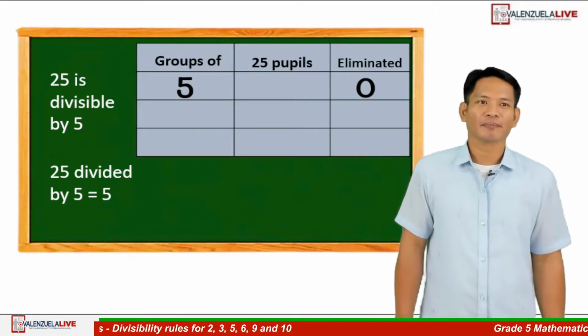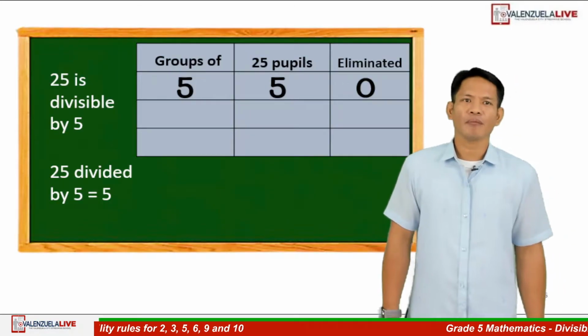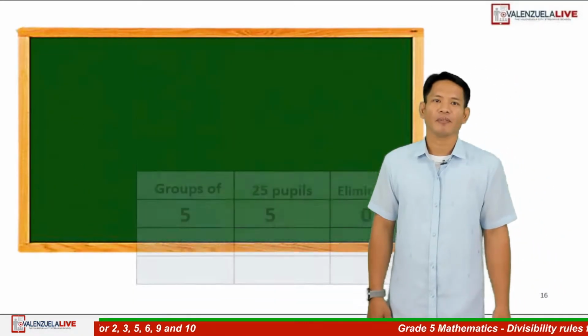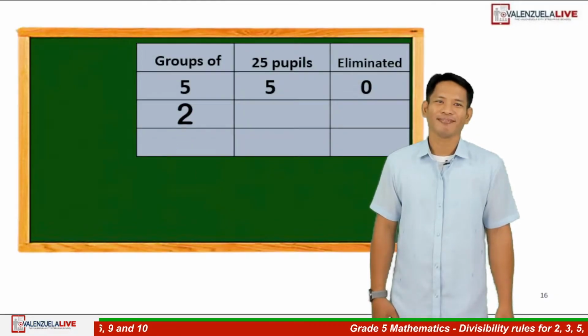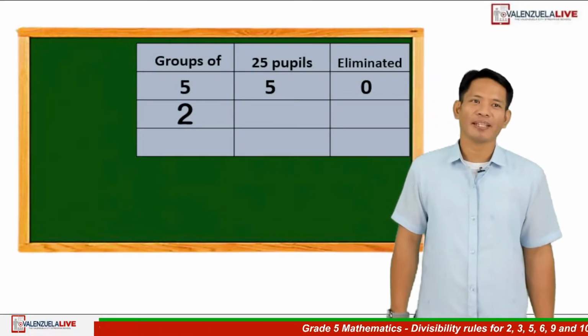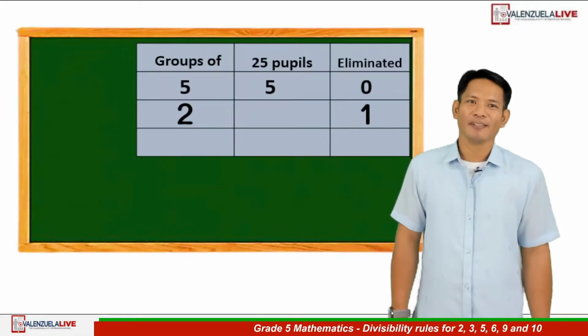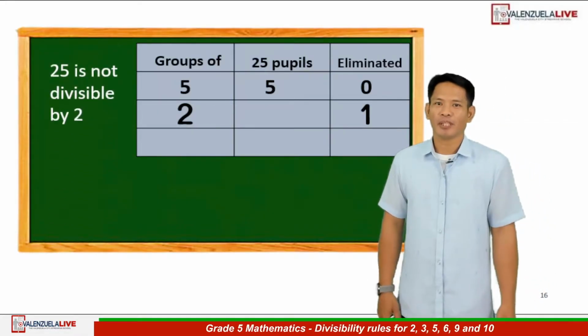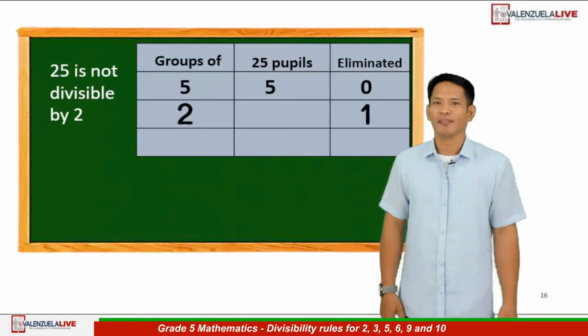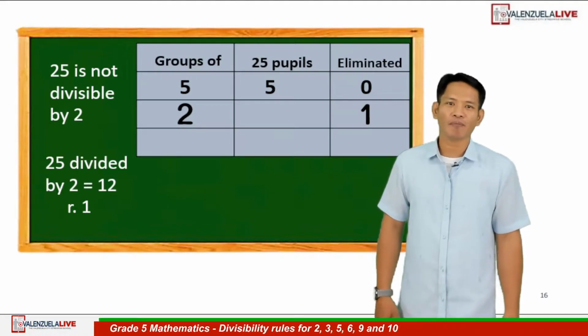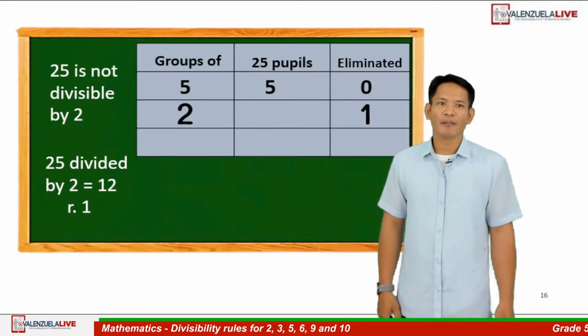How about if we are going to group 25 into 2? Of course, 1 will be eliminated. Why? Because 25 is not divisible by 2, since 25 divided by 2 is equal to 12, remainder 1.